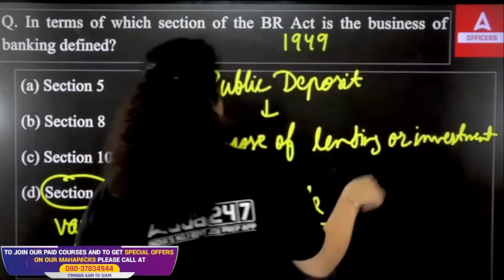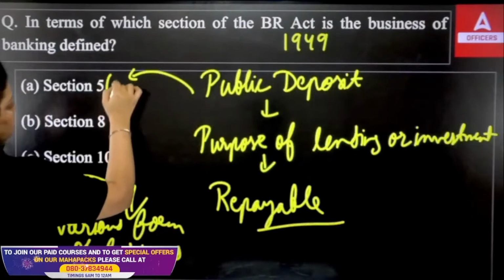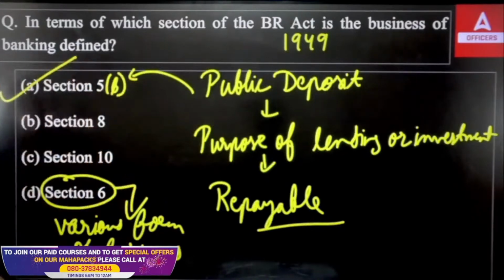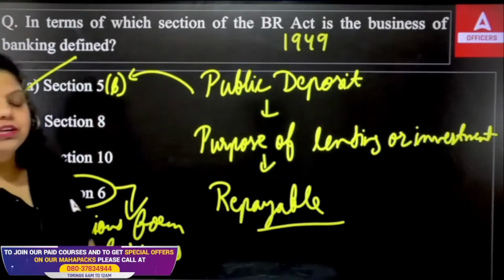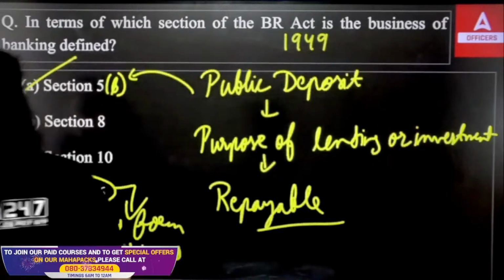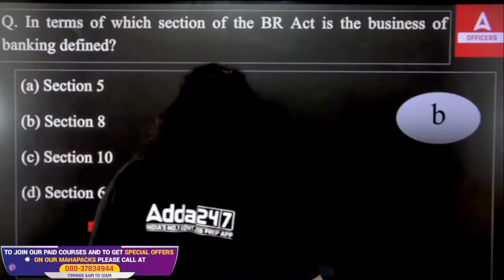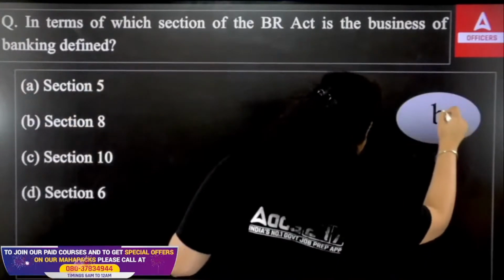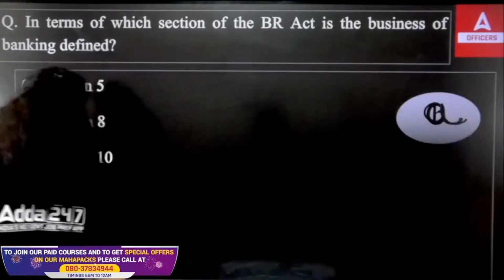Now the definition of business of banking is defined under section 5B of the Banking Regulation Act 1949. So the right answer will be option A. Section 5B talks about the business of banking. Clear? So the right answer is A. Okay, it is written B here. It's not B. The right answer is actually A, not B. In section 5B it is defined. Next.